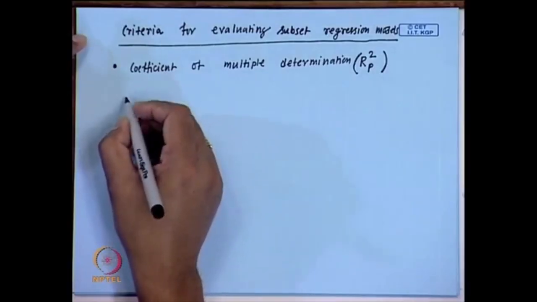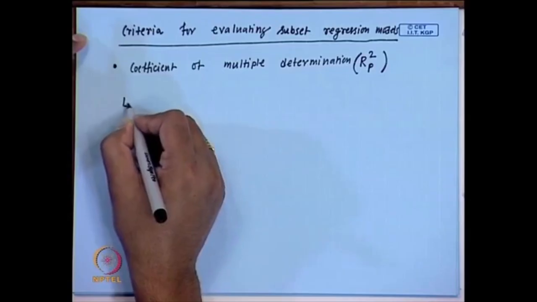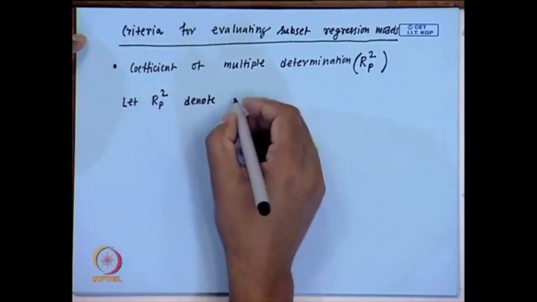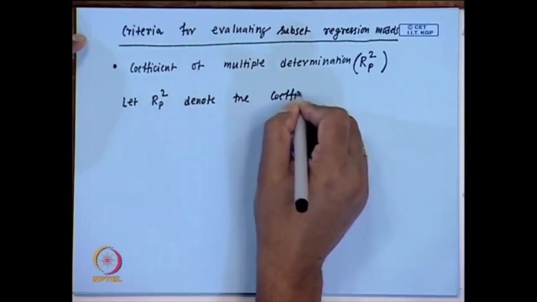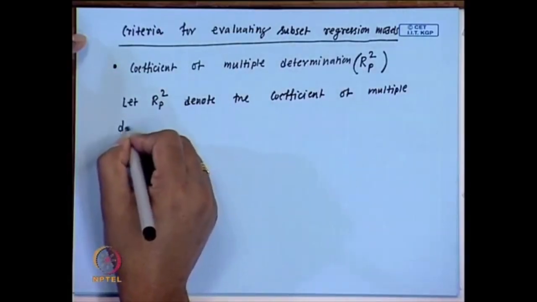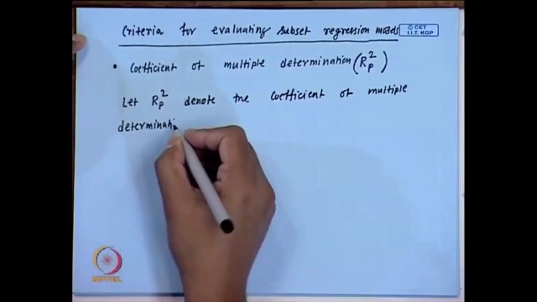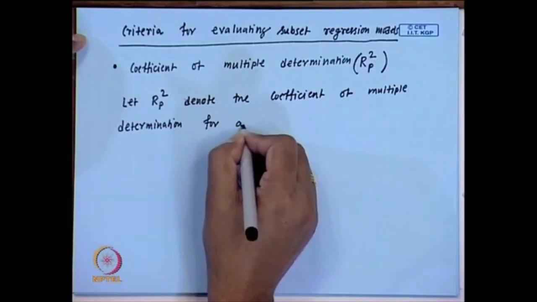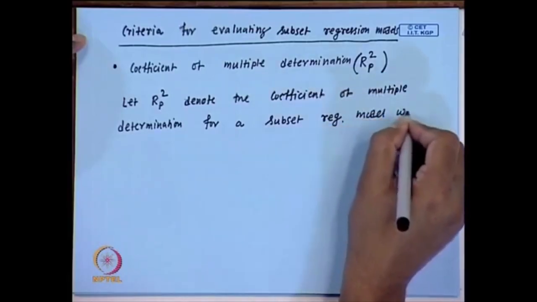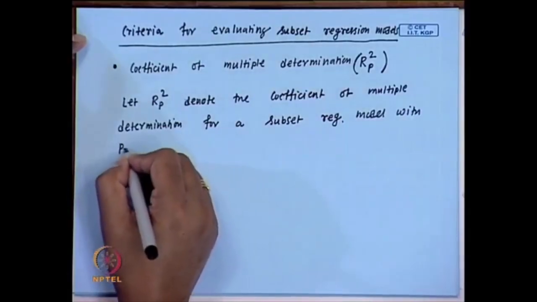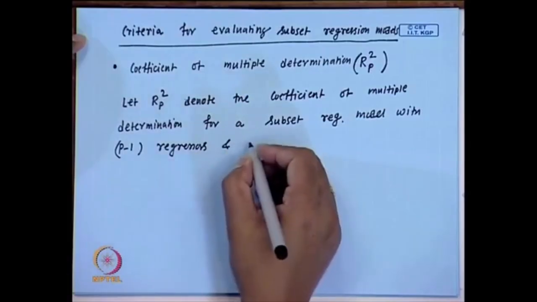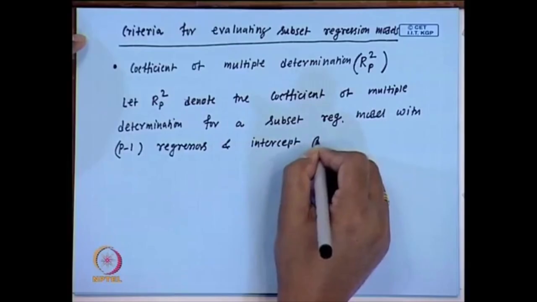Let Rp square denote the coefficient of multiple determination for a subset regression model with p minus 1 regressors and intercept beta naught.